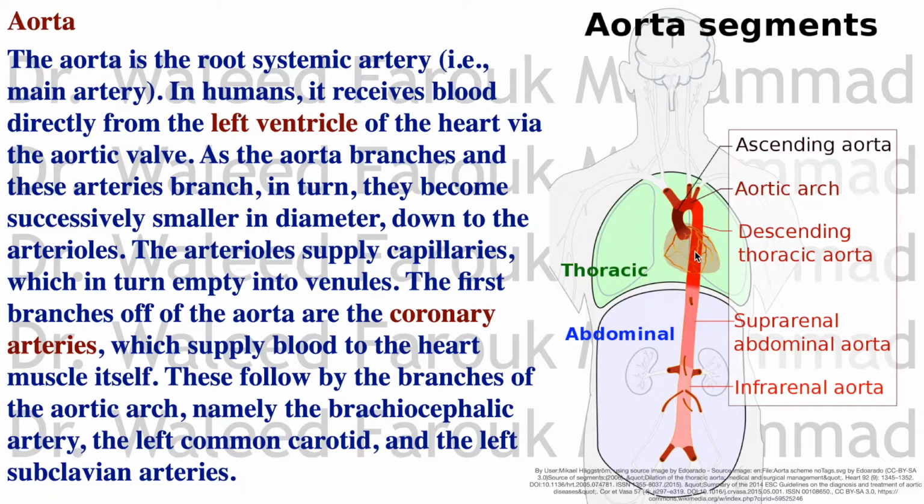This is the shape of the aorta, as you can see here. First, we have the ascending aorta, the arch of the aorta, the descending aorta, which is divided into thoracic part and abdominal part, and then it ends at approximately the level of L4 by dividing into right and left common iliac arteries.